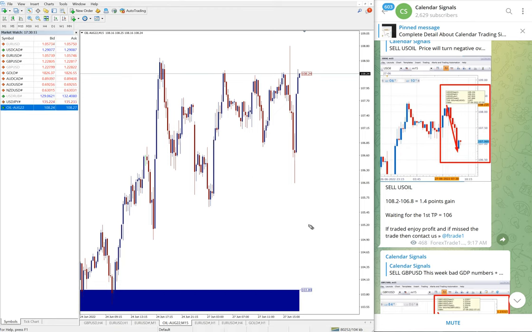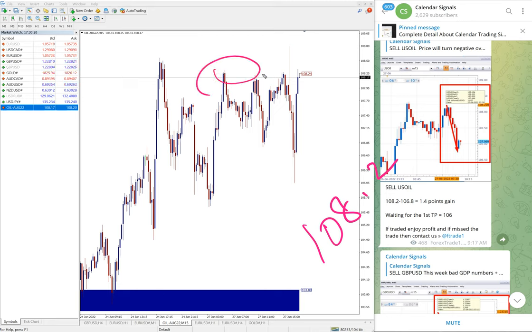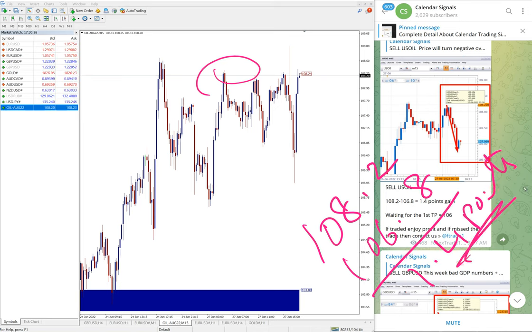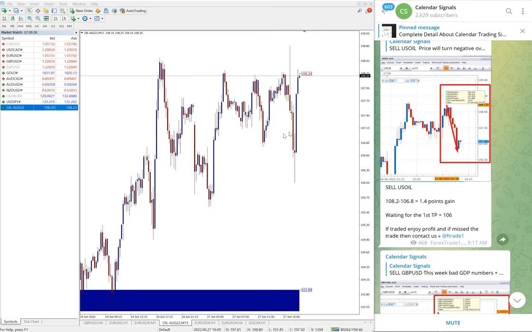Oil entry at 108.2. 108.2 is the entry around here, and low traded 106.8, 1.4 point gain on US oil. Good profit on US oil, 1.4 point movement is good. Good profit on US oil trade.